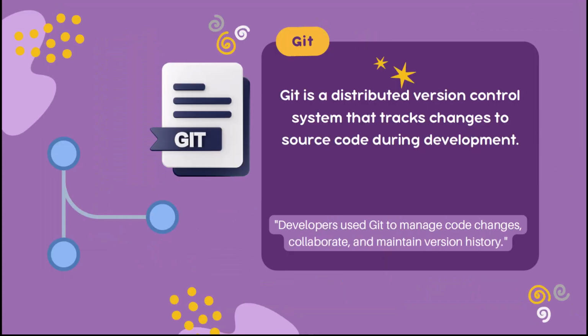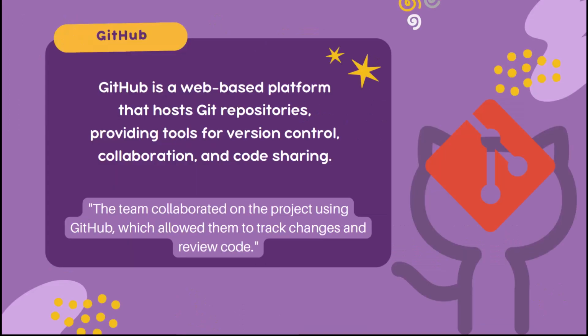Git. Git is a distributed version control system that tracks changes to source code during development. Example: developers use Git to manage code changes, collaborate, and maintain version history. GitHub. GitHub is a web-based platform that hosts Git repositories, providing tools for version control, collaboration, and code sharing. Example: the team collaborated on the project using GitHub, which allowed them to track changes and review code.